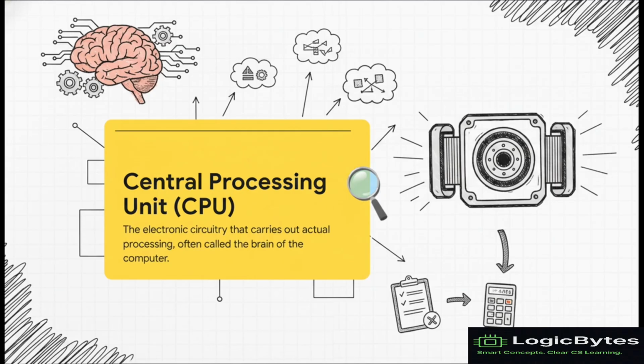If the computer is a brain, then the CPU is the part that does all the actual thinking. It's the engine, the workhorse, it runs all the calculations, it follows all the instructions, and it makes all the decisions. Every single thing you tell your computer to do is ultimately handled right here.